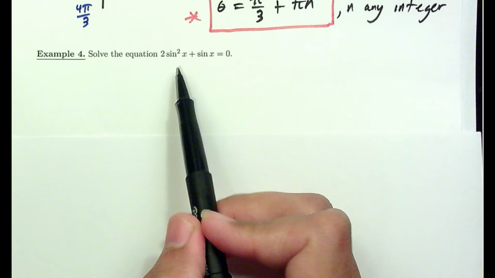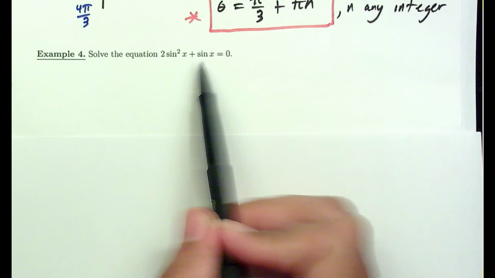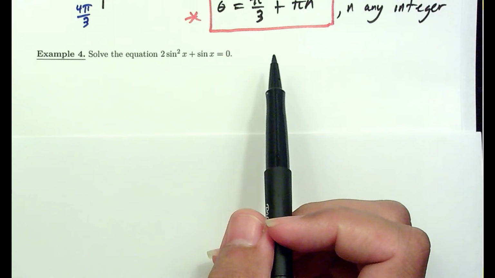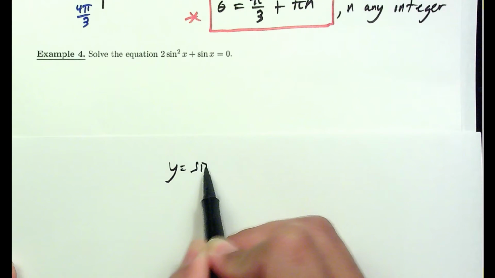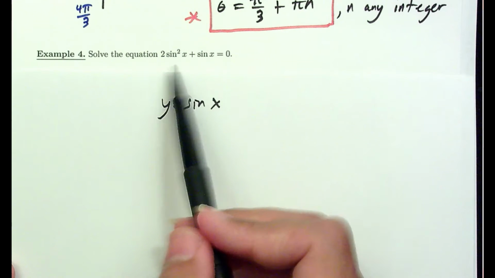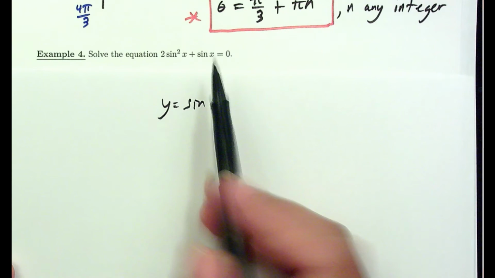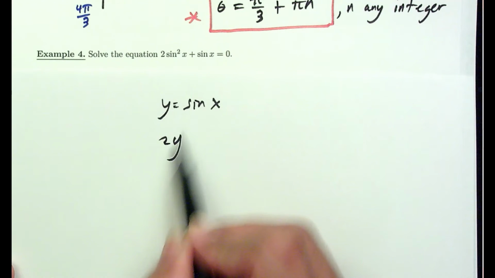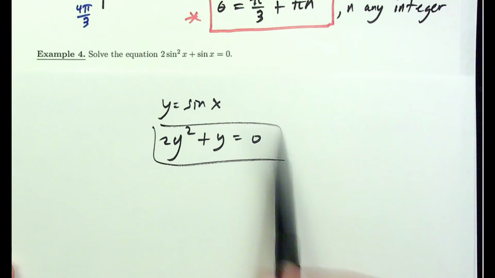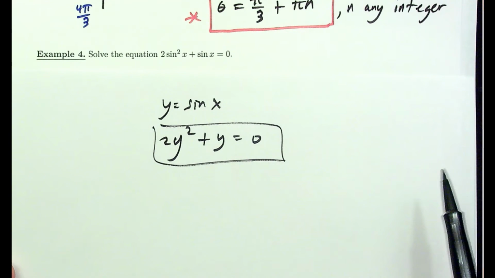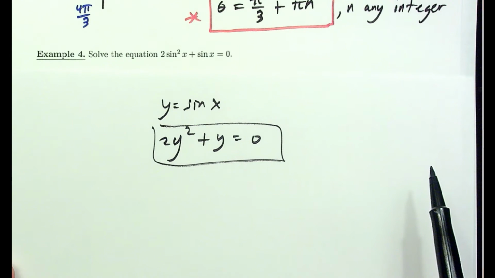So if you think about it, sine can be treated like a variable. If I say y equals sine of x, then saying 2 sine squared x plus sine of x equals 0 would be the same as saying 2y squared plus y equals 0. And we know how to solve that equation from college algebra. So the good news is the same techniques work.